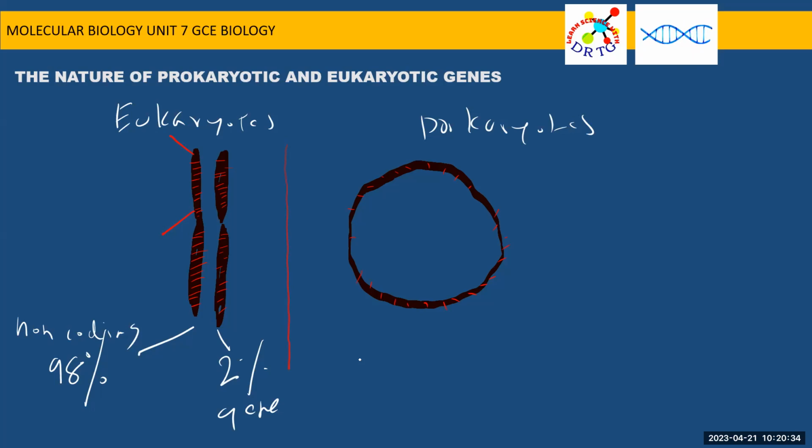On the other hand, prokaryotes, we can consider that most of the portion is genes. We cannot say exactly the number for prokaryotes, but they mostly represent genes. They don't have these non-coding regions. Most of them are genes.